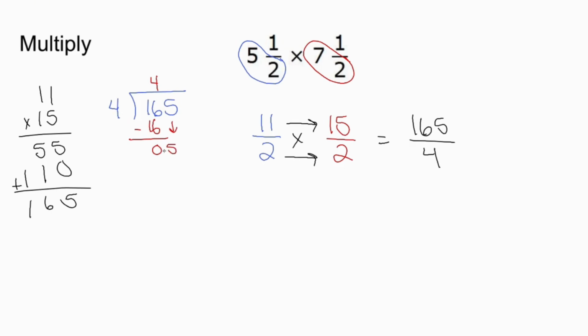Drop down your 5. And now 4 times 1 gets me 5, so I'm going to put a 1 here. 1 times 4 is 4. Subtract it out, and we have 1. Now, with no more numbers to drop down, that 1 becomes my remainder.